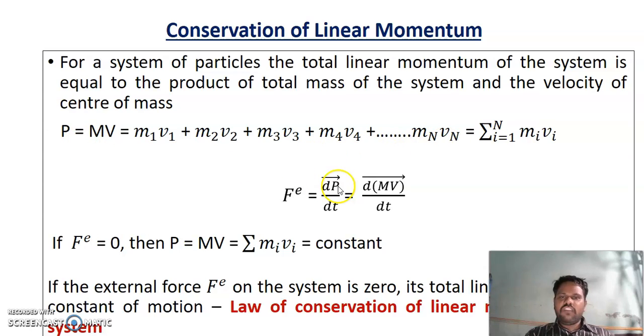The rate of change of momentum is nothing but applied external force. If the external force acting on the object is 0, then the total momentum is a constant, which means if an external force on the system is 0, then its total linear momentum is a constant of motion, and this is known as law of conservation of linear momentum.